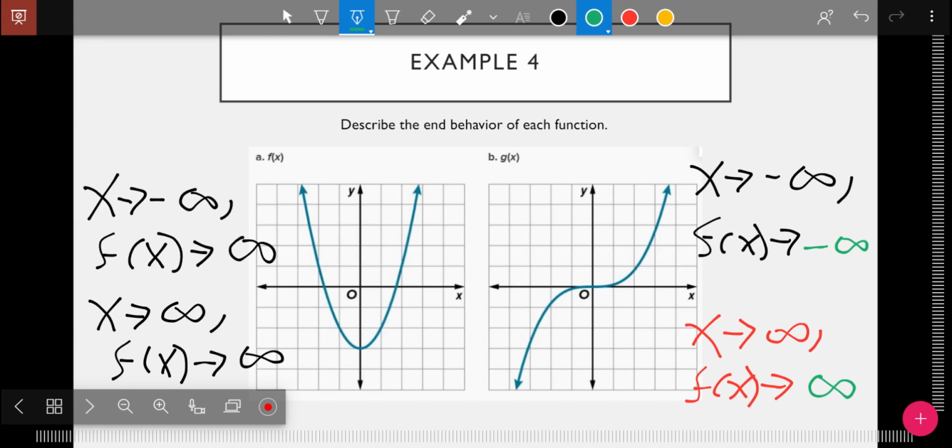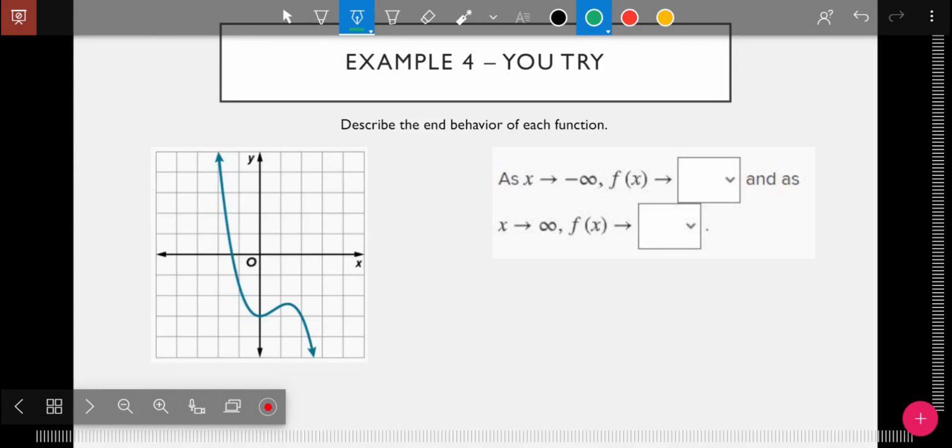So it's asking for the end behaviors of the graph. So as it goes left, what is f of x doing? As it goes right, what is f of x doing? You try. Hopefully you were successful. If not, you can continue to pause the video. As it goes left, it's going up, so that would have been positive infinity. And then as it goes right, it's going down, so that would have been negative infinity.